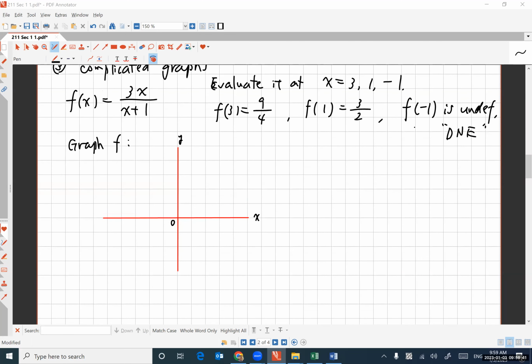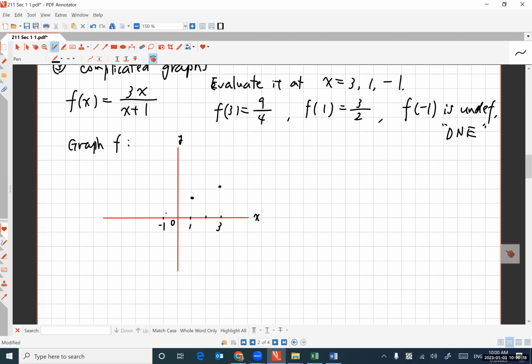Okay, so you can start with the xy plane, which is what you normally do for these functions, and then you can start plotting points. We have already figured that when x is equal to 3, y is 9 over 4, which is 2.25. So it'll be somewhere here. And when x is 1, it's 3/2, which is 1.5. No problem here. Something happens when x is -1, and in fact, it's not defined.